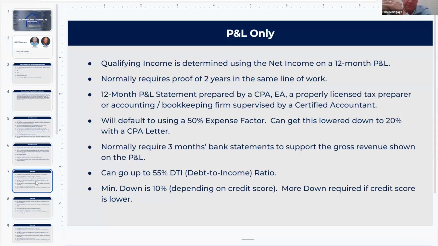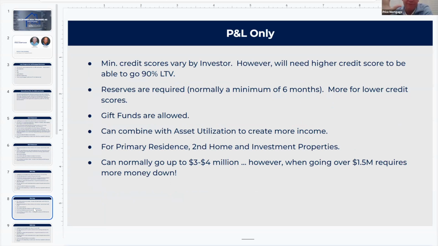They default to the 50% expense factor, but you can use a much lower expense factor with a CPA letter. They're using the net income on the P&L, not the gross income. But they're going to ask for either 2 or 3 months of bank statements to look at those deposits to see if they match up with the gross revenue on the P&L. They want to tie the two together. And then everything else honestly is the same. You can go up to 55 DTI, you can put as little as 10% down. Everything else is the same. Pricing's the same.